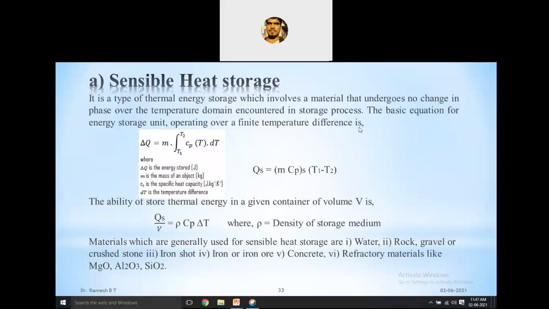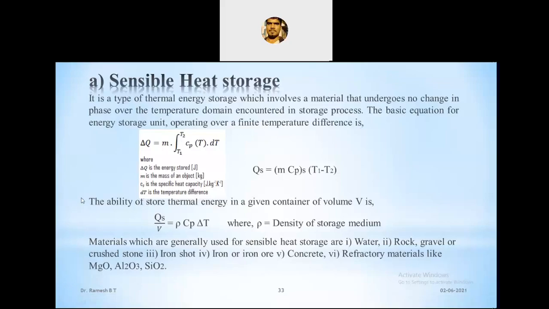Sensible heat storage means storage of heat energy which involves a substance or material that undergoes no change in phase, only a change in temperature, in the process of storage. The basic equation, the general equation we are using, is shown in the slide.